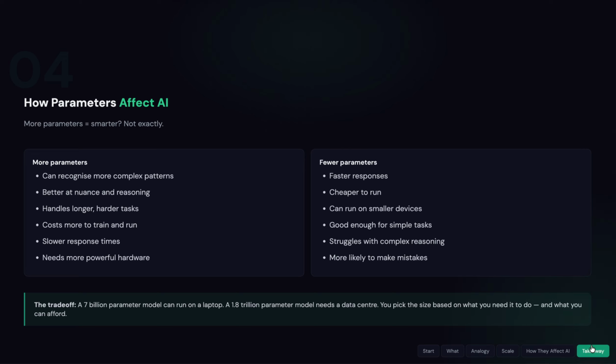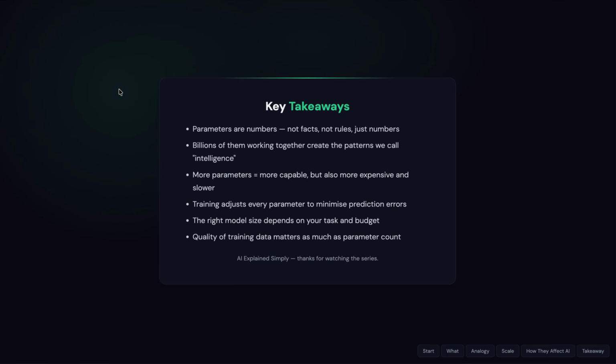Okay, so let's wrap this up, and I'll go through what I believe we should take home from this segment for today. Parameters are just numbers. They're not facts, not rules, they're just numbers. And it's billions of numbers working together to create patterns that we as humans experience as intelligence. More parameters means more capable, but also more expensive and slower. Training adjusts every parameter to minimize prediction errors. That's the entire learning process. The right model size depends on your task and your budget. And remember, the quality of training data matters just as much as the parameter count. A smaller, well-trained model can beat a larger, poorly trained one.